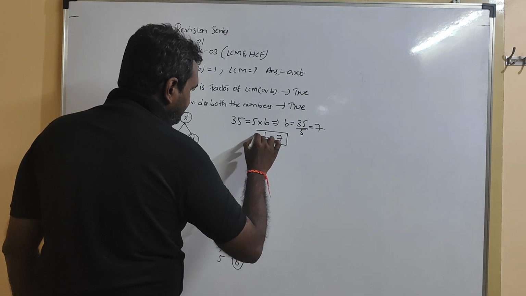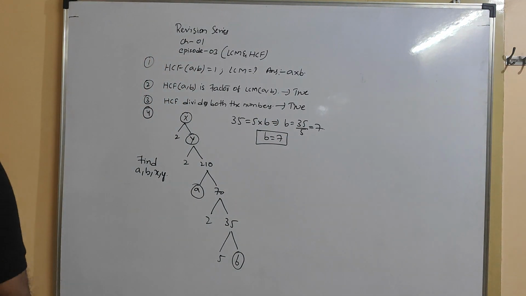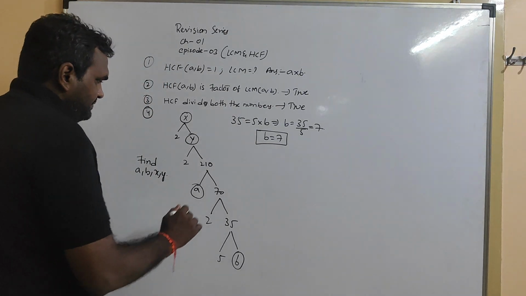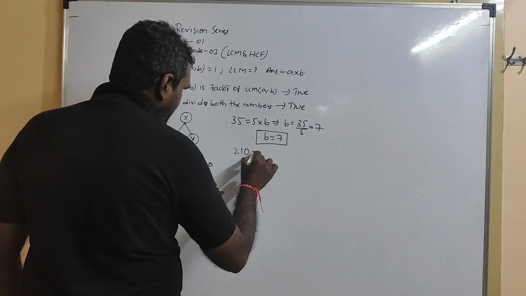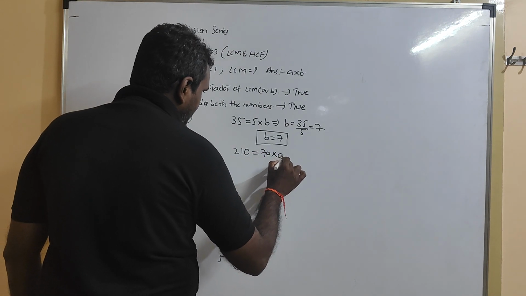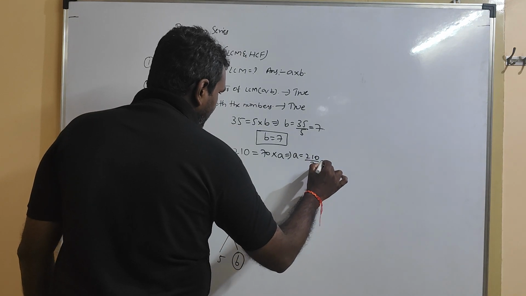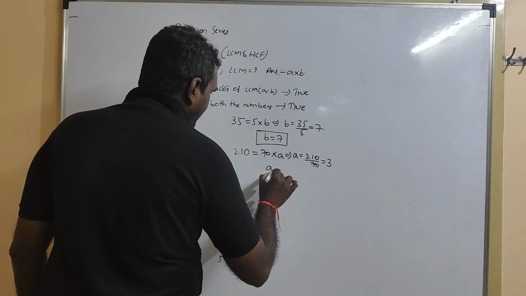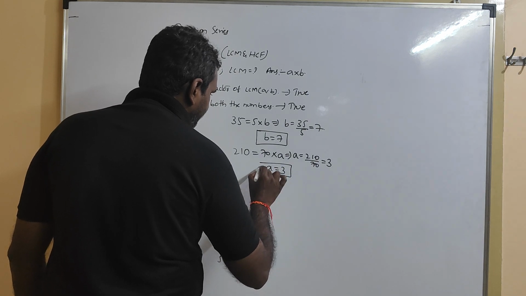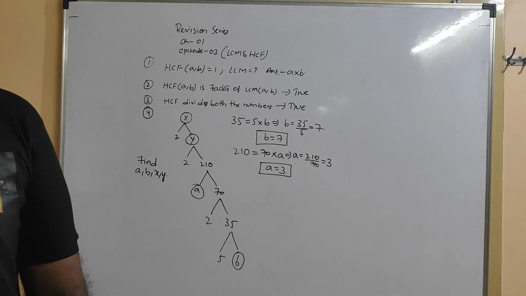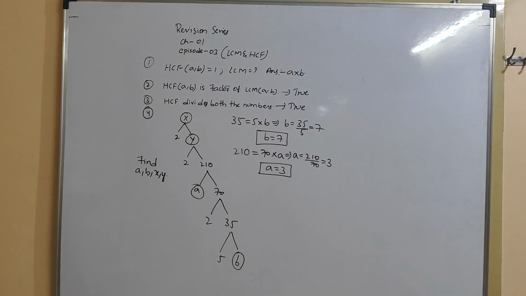Am I clear till here? 35 is written as 5 into b, so b is 35 by 5. I got it as 7. And next, see, 210 is written as 70 into a. This implies a is equal to 210 by 70, that is equal to 3. I got a as 3. I hope it is clear.